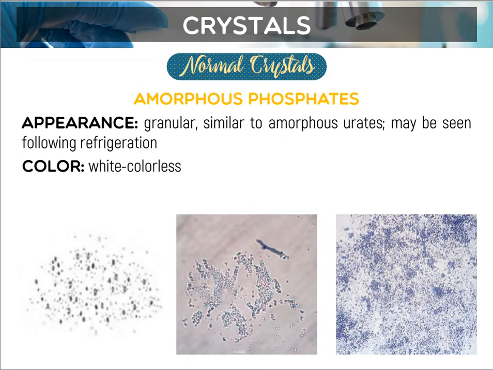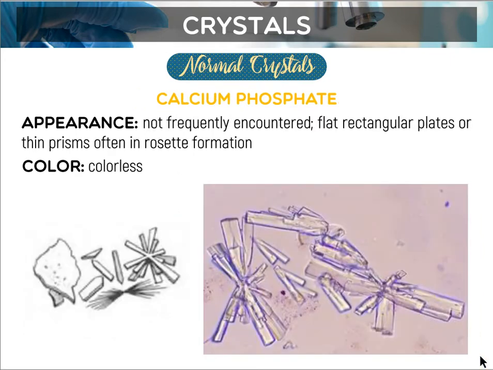Next, we have your alkaline urine na ta, guys. So, if alkaline urine, si amorphous phosphates na nato diri. Okay, kay acidic, kay si urates man. Appearance, granular, same ra, pero yung color kay white to colorless. Alright? Okay, very common. Then next, we have your calcium phosphate.